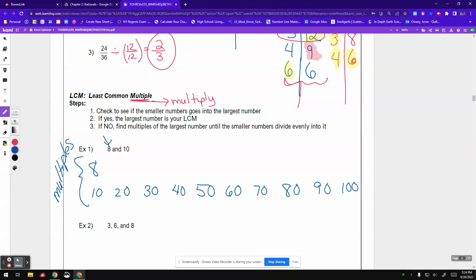8 times 1 is 8. 8 times 2 is 16. I'm checking down here to see if anything matches. 8 times 3 is 24. 8 times 4 is 32. 8 times 5 is 40. That makes me stop and think because that ends in a 0, and I know all of those end in zeros. So in this case, the least multiple that they have in common, that they share, is 40.